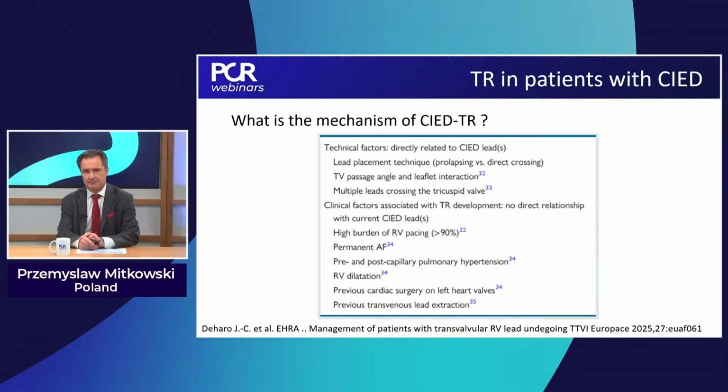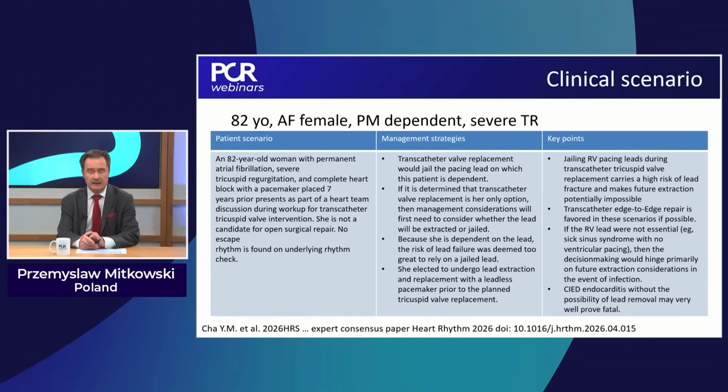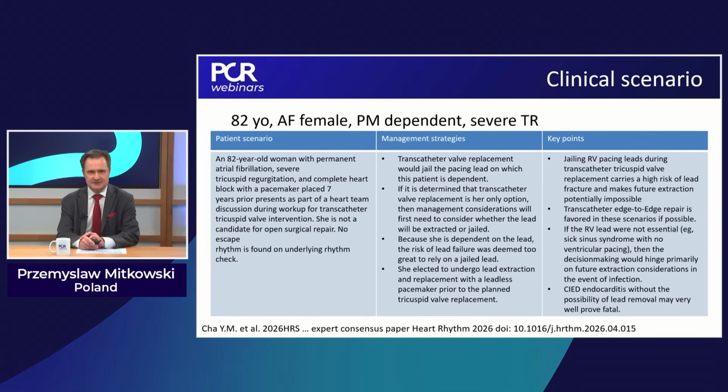On this picture, you have summarized some proposed underlying causes of tricuspid regurgitation. We have no time today to discuss this in detail, but as you can see, sometimes there is only one factor we can show as a leading cause. Sometimes there are several factors. In this American document, I would say a multi-society document, there is one clinical scenario related to our cases today.